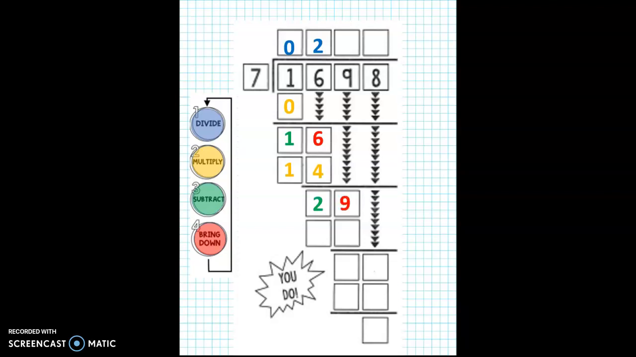Bring down the 9. Divide. 7 goes into 29 4 times. Multiply. 7 times 4 is 28. Subtract, we get our 1. Bring down the next digit. Repeat again. Divide. 7 goes into 18 2 times. 7 times 2 is 14. Subtract, we get a 4. 4 is our remainder, so we write the remainder over our divisor as 4/7.